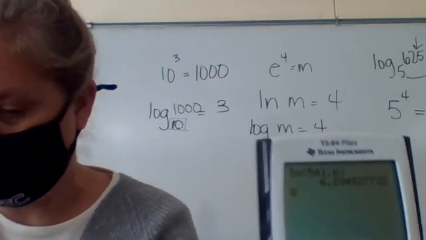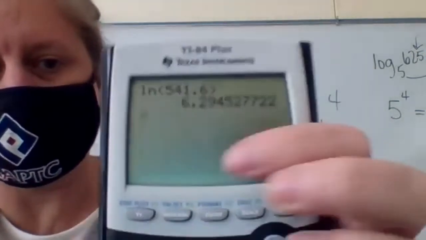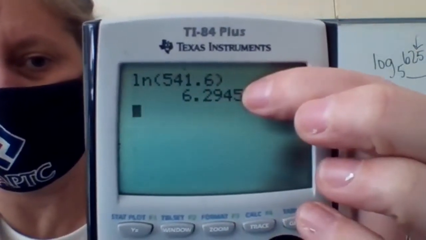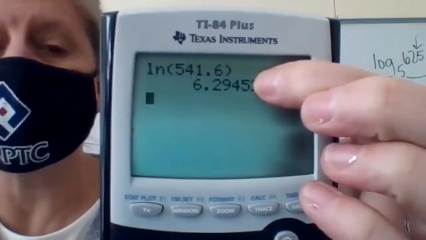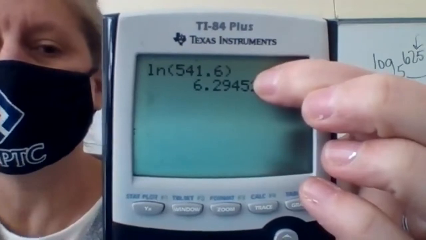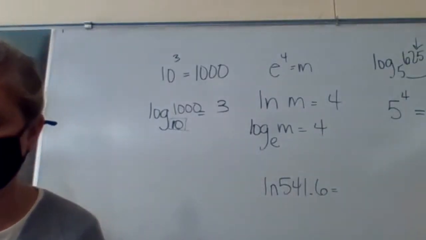And then I'm sure it says to round it to 4 decimal places. So let's go 4 spots. 1, 2, 3, 4. After that 5 is a 2, which means I just don't need to round it up. So 6.2945.